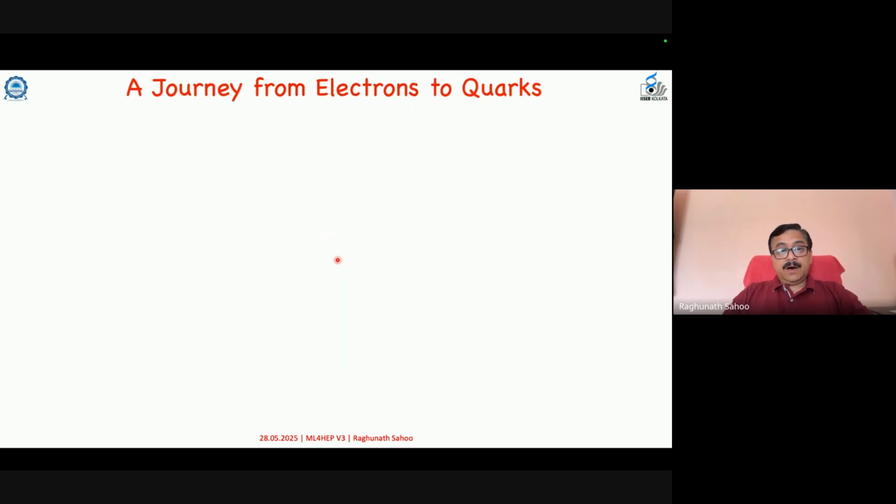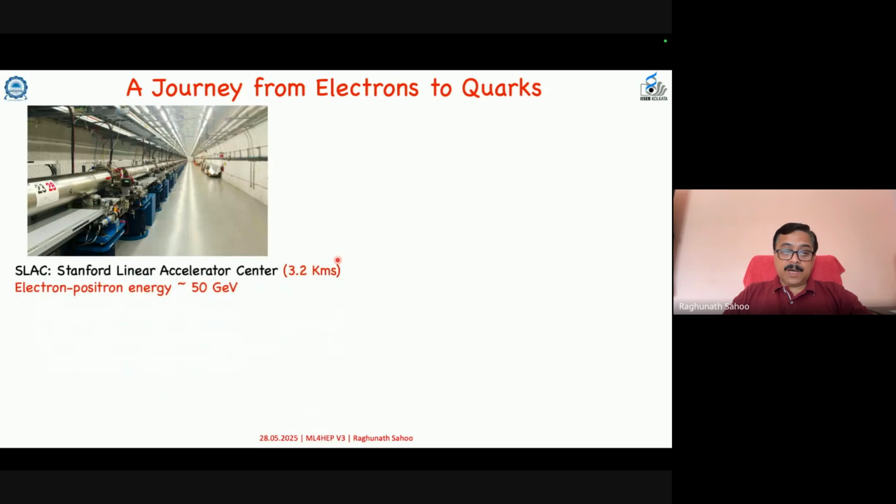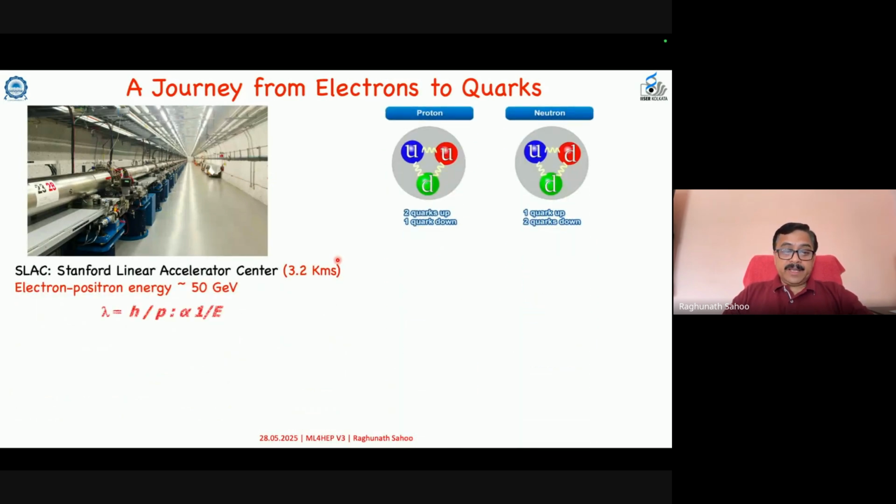So now the journey from electrons to quarks started with a really fundamental principle of optics, which tells me that lambda is equal to h over p. If I want to probe lower in length scale, I should use high momentum or energy. And this essentially talks about the need of high energies for discovering the particles or the quanta of the matter, like quarks and gluons.